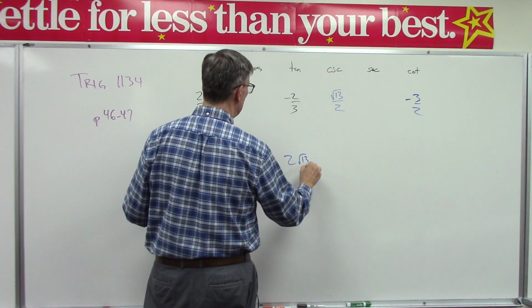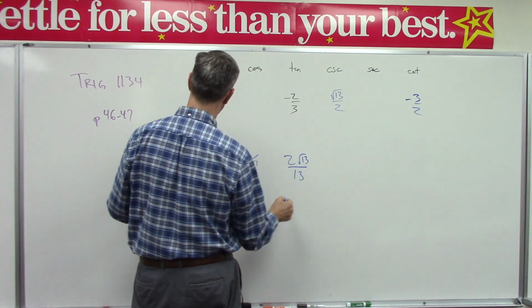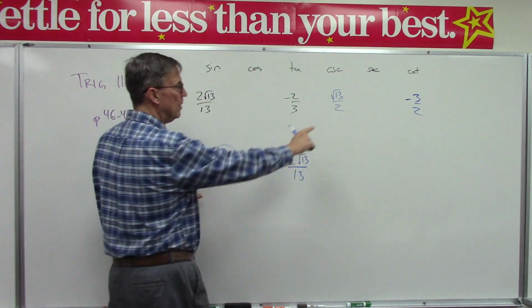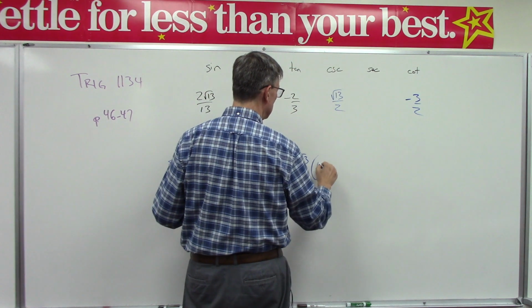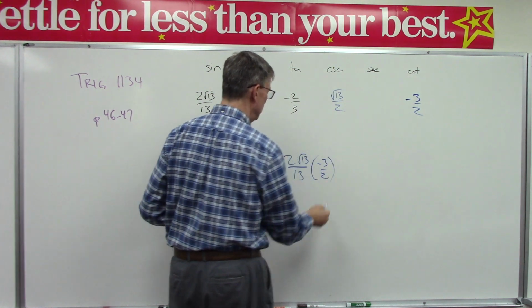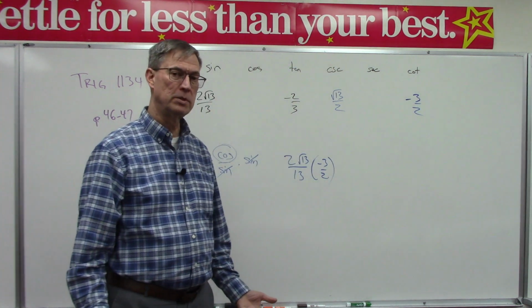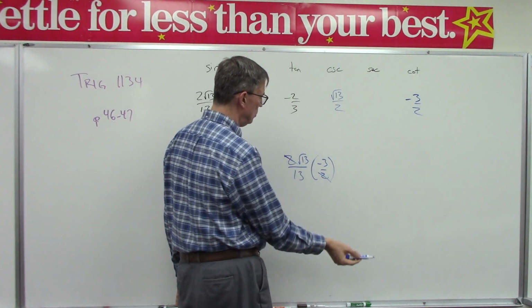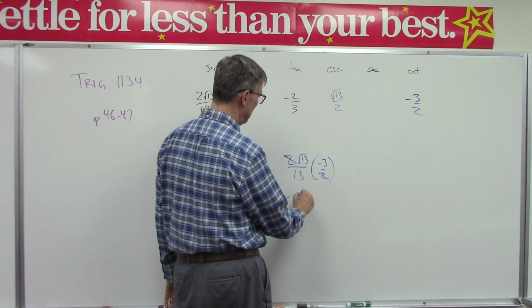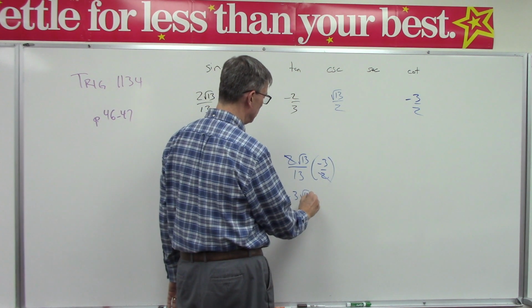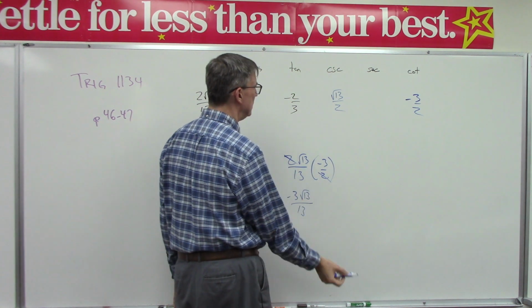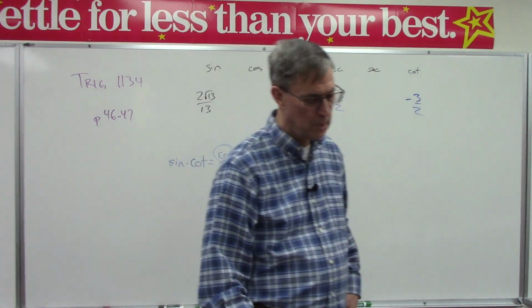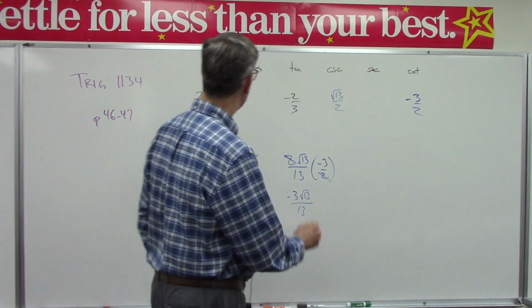2 square root of 13 over 13 is the sine. The cotangent is negative 3 over 2, and we're going to multiply those together. Notice what happens. The 2 is going to cancel the 2. So I should get negative 3 square root of 13 over 13. And that is the cosine.